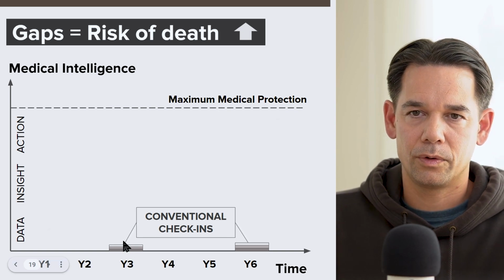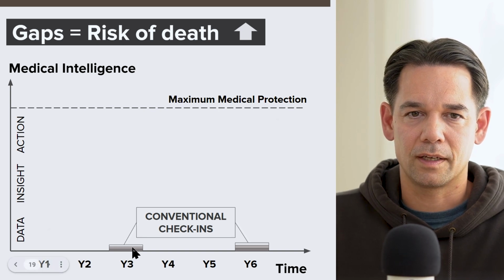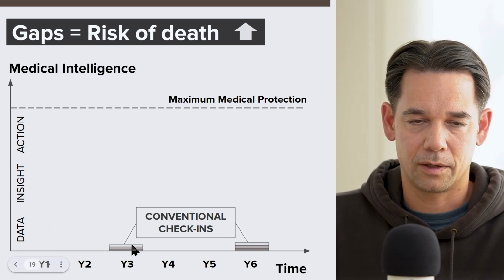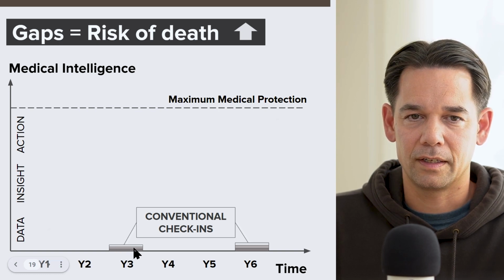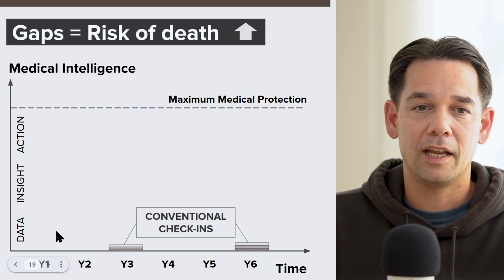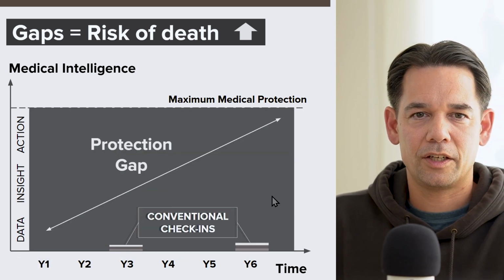They say, oh, you're a little overweight, lose some weight, work on your nutrition, exercise. I don't know how, but I'm telling you, figure it out. So you get a tiny amount of protection here, very little data, very little insight, and super little guidance. And you get it every 3 years, right? For example.